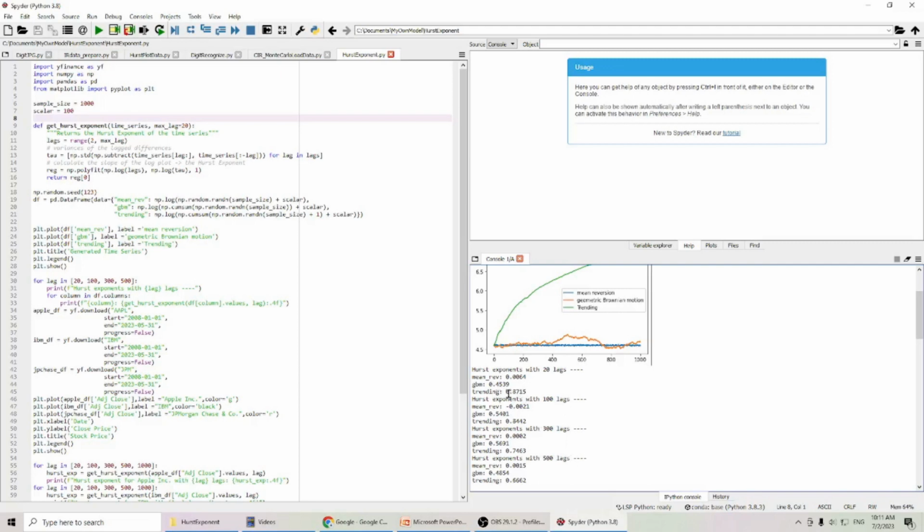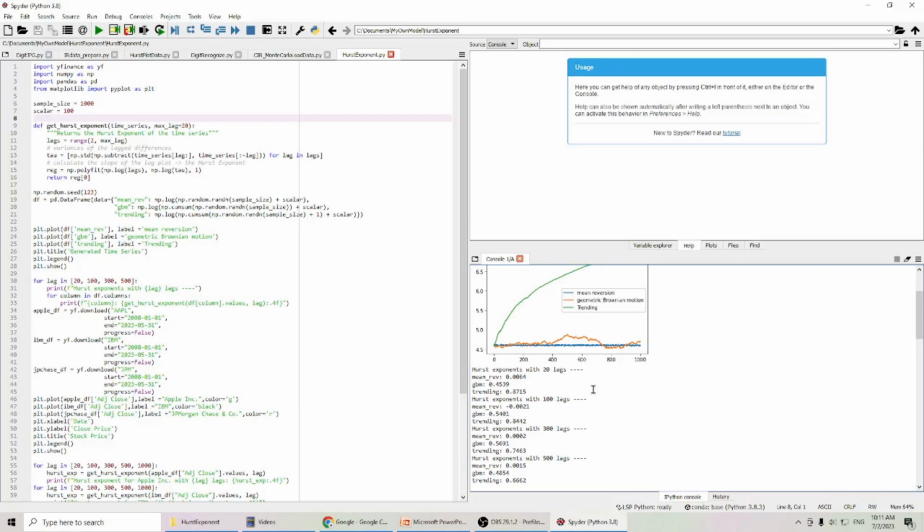the trending gave us this value 0.87, 0.84, and this is about 0.75, and this is about 0.67. So all of them are greater than 0.5. So it shows a trending pattern for this time series.